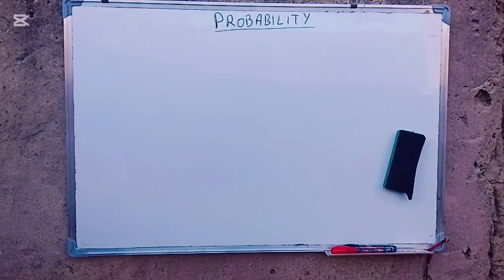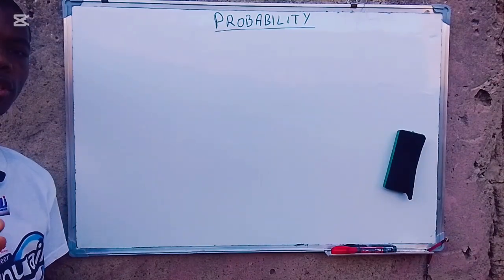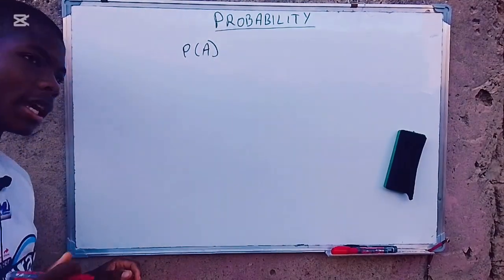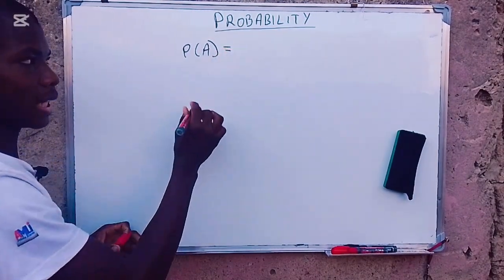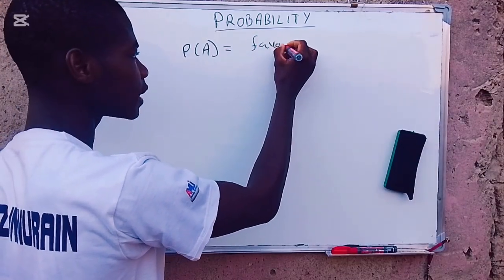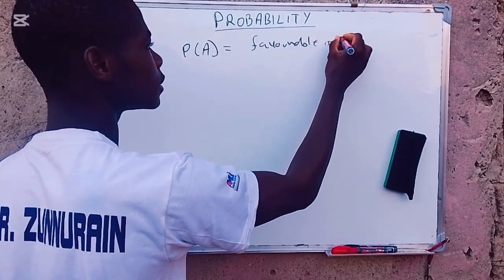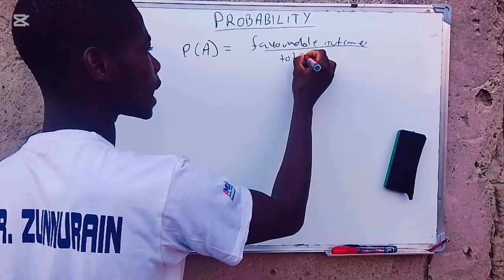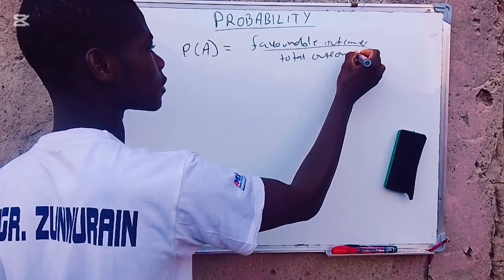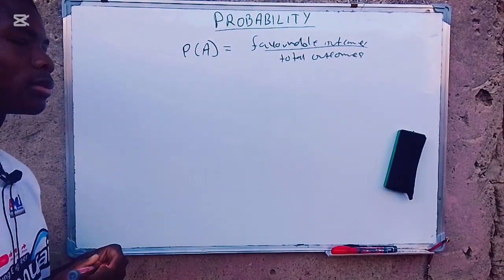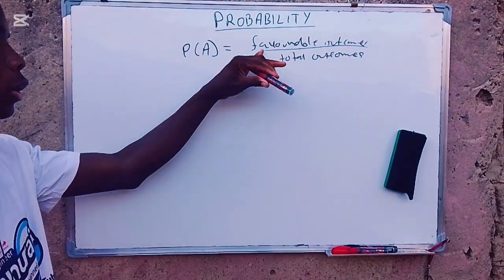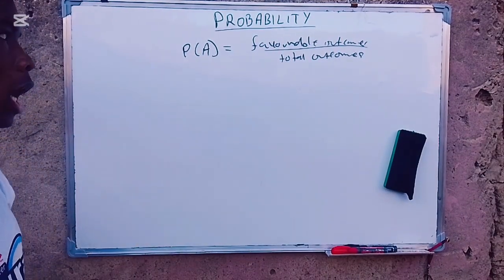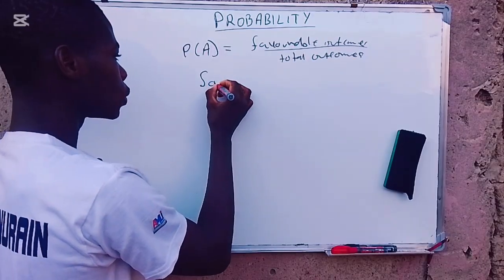So, what is probability? First, we are asked the probability of an event A. What is the probability of an event A? The probability of an event A will be equal to the favorable outcomes divided by the total outcomes. So to find the probability of any event, you will use the favorable outcomes divided by the total outcomes.